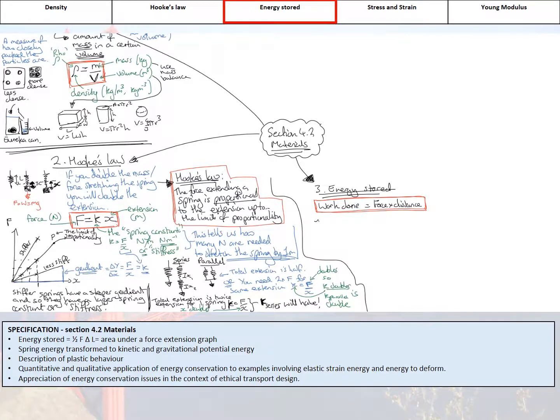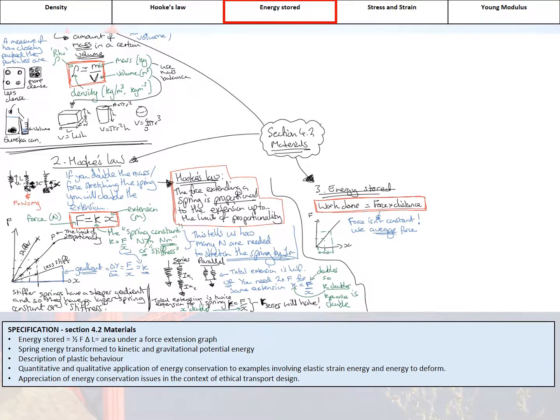So let's have a look at, again, our force extension graph. So that's force and extension. Now, to get the first bit of extension here, and to get the second bit of extension here, requires different amounts of force, which poses a problem. Force isn't constant when you stretch a spring. So instead, we're going to use the average force.